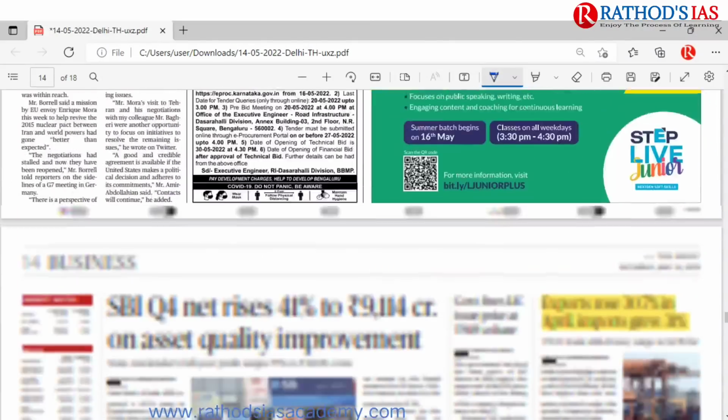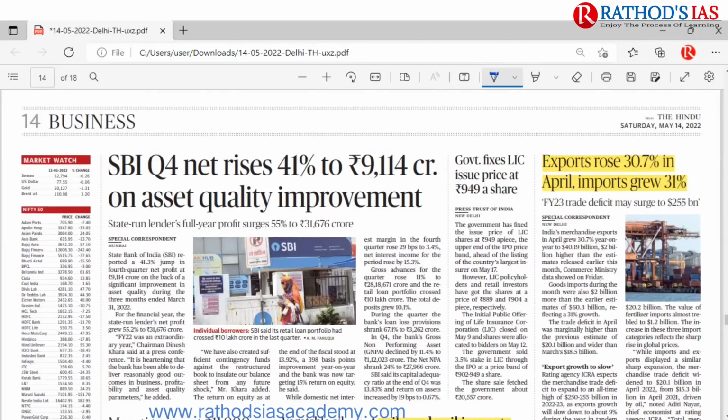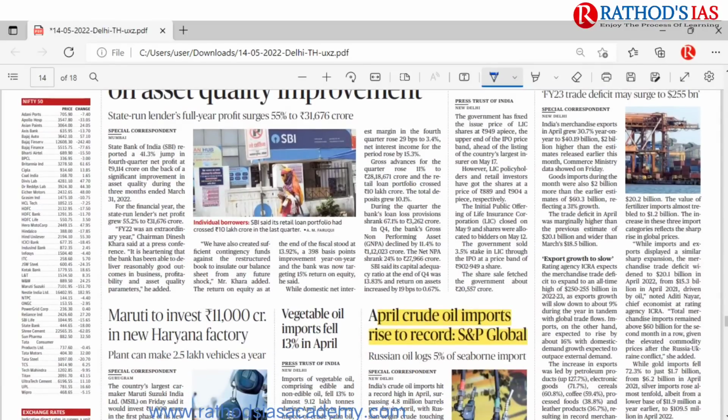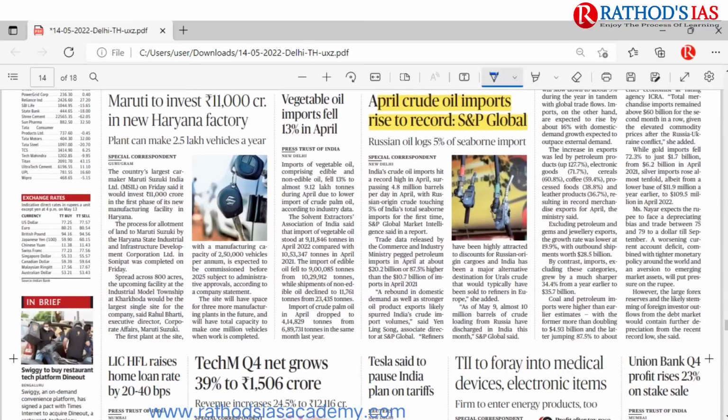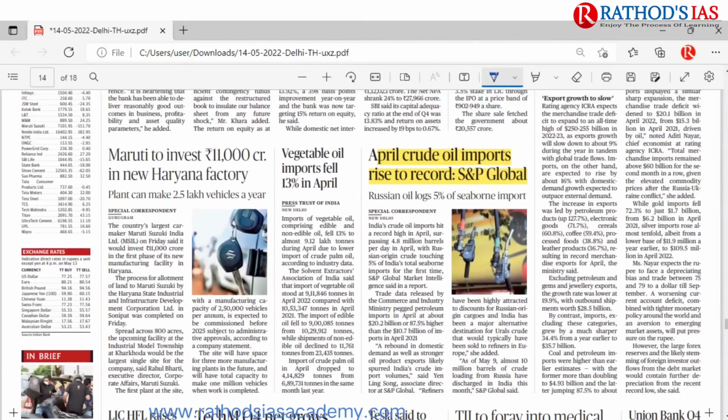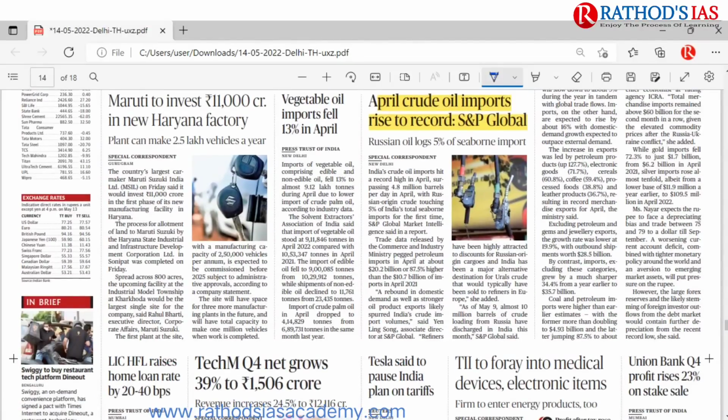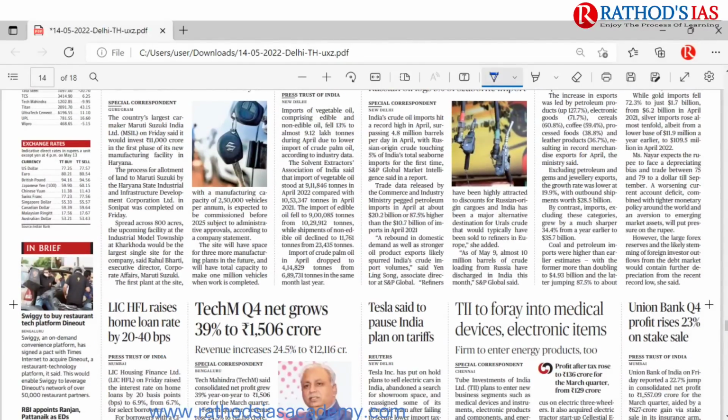Okay, and if you move forward, here in the business page, you can see exports rose 30.7% in April, and imports grew by 31%. So whenever exports are increasing and imports are increasing, we can see there might be a balance, or sometimes we can see a negative balance in trade. And next topic is regarding April crude oil imports rising to a record. So actually you know that there is an increase in demand for oil that is mainly seen.